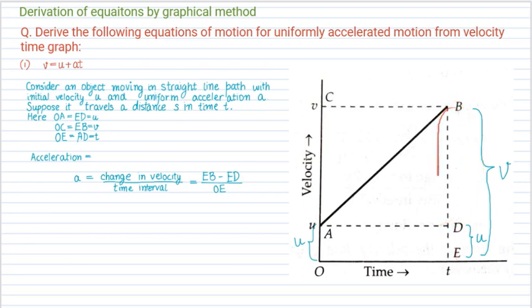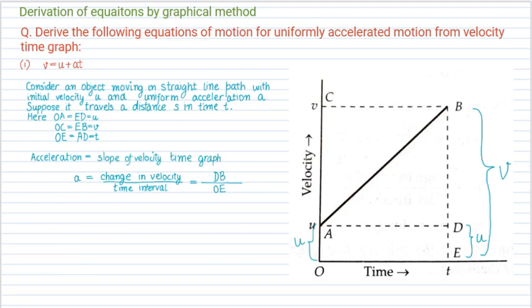So this part, yeah, this part DB represents your change in velocity. So instead of writing EB and ED, I can write DB. And your time interval is represented by this distance OE. Clear? So if you see carefully, the change in velocity is represented by this slope, which I have just shown using this video.